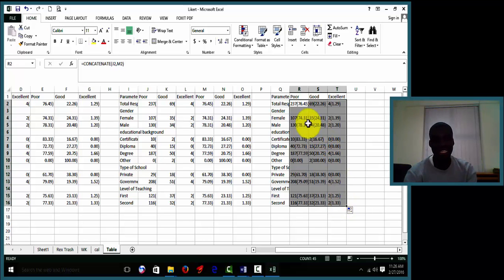So you can see that now I have the 67, 69, and its percentage, 22. You can see they are here. You can see that I have now the 4 and its percentage, 1.2. They are all filling. So anytime you do any of these things, make sure that you double check and see you are doing it right.